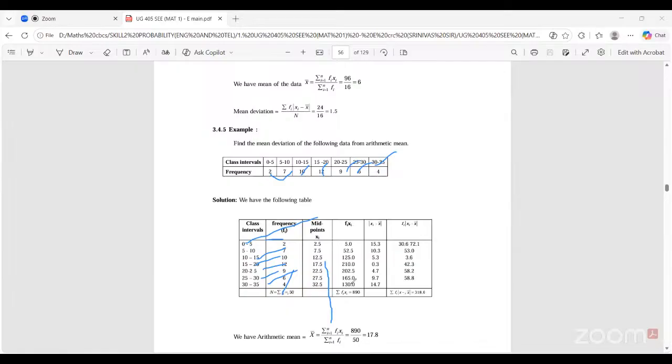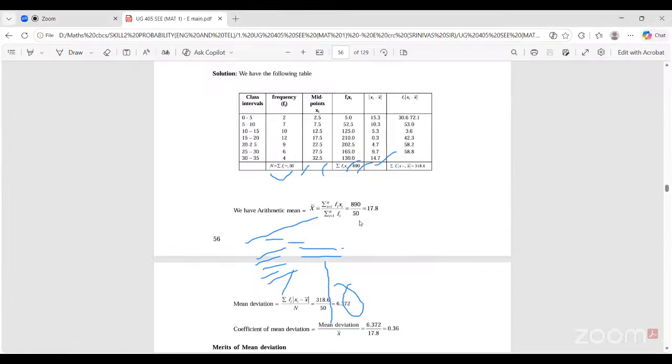Now what is the frequency multiplied by the midpoint? We are multiplying these two values here. The total is 890. We also find x minus x bar. 890 divided by the total number 50 is 17.8. So we take 2.5 minus 17.8, which is 15.3.